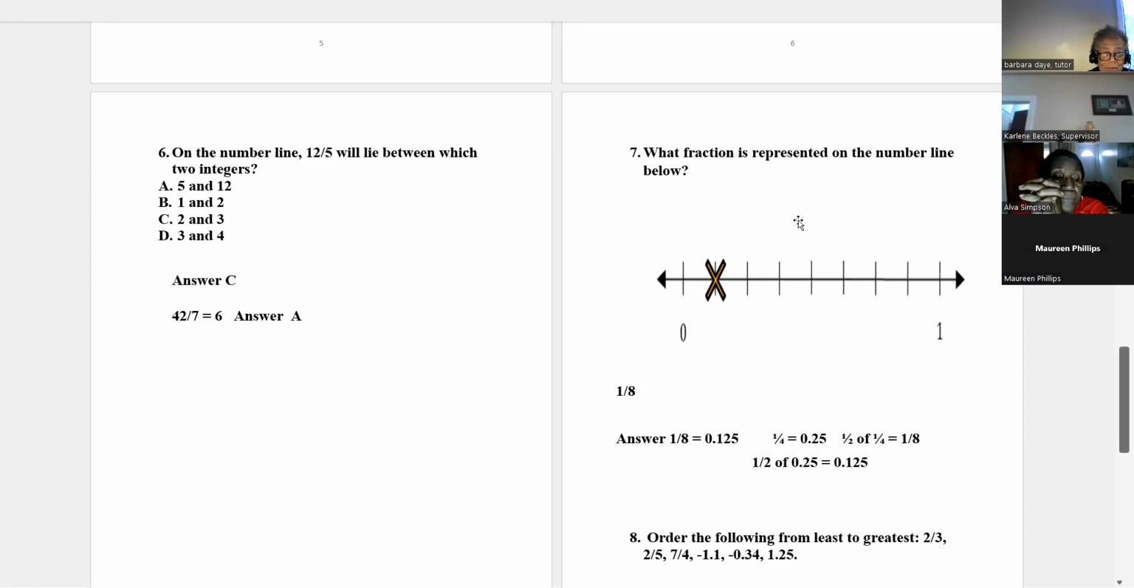Alva, you see where my cursor is, right? What does that represent? How many eighths? 4/8. You have 1, 2, 3, 4. That's right. And this would be what? 5, 6, 7, 8. Very good. You're getting it.